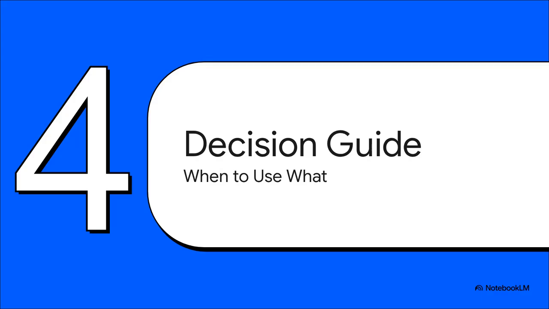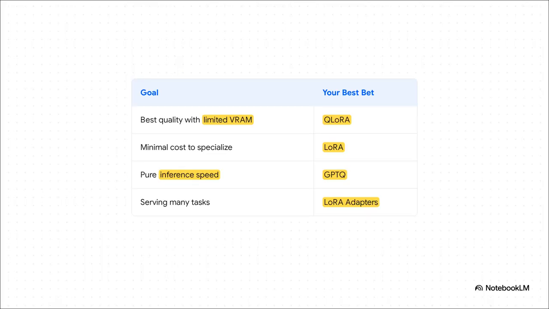So we've looked at LoRA, QLoRA, and GPTQ. And that brings us to the most practical part of this whole explainer, your fine-tuning decision guide. How do you actually choose the right tool for the job? Well, it's all about matching the tool to your goal, and this chart makes it super simple.